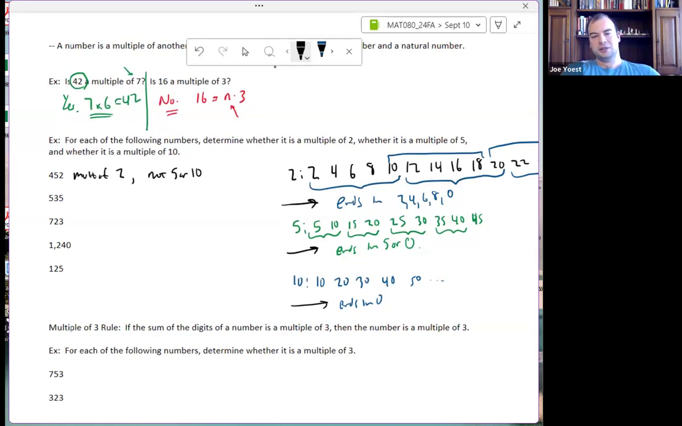535, it does not end in 2, 4, 6, 8, or 0. It's not a multiple of 2. It does end in 5 or 0, so it is a multiple of 5. It does not end in 0, so it's not a multiple of 10. It's a multiple of 5, but not 2 or 10.